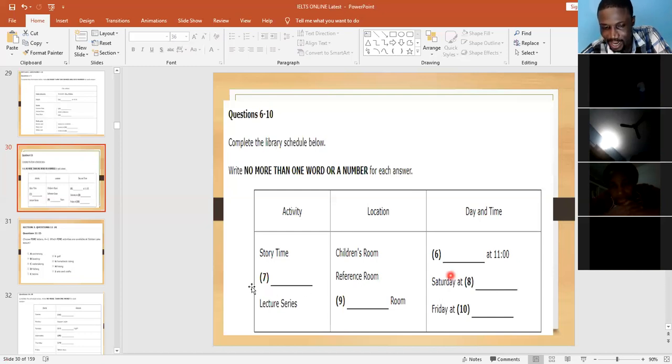So the thing there is that when it's talking about this place, the activity where it's going to take place, the day and time, it doesn't normally follow the sequence. He might mention this before this, or he may mention this space before this, but he will always answer 7 before 8.